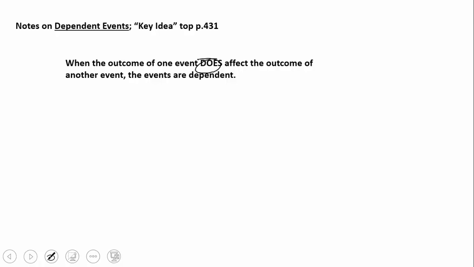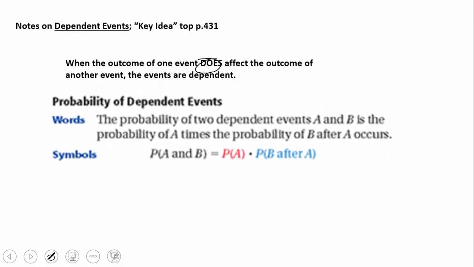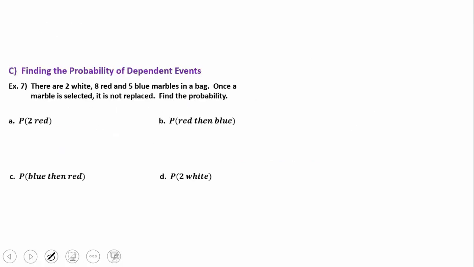And if we were to have more than two, that means the probability of the third would be dependent on the second, and the fourth on the third, and the fifth on the fourth, and so on. And so to find that probability, you have to multiply. You multiply the probability of the first event times the probability of the second event after the first event occurs. And then if you have more, you would multiply the probability of the second event times the probability of the third event after the second event occurs. So let's do that a couple times, and you're going to notice you really have to pay attention to what is going on.